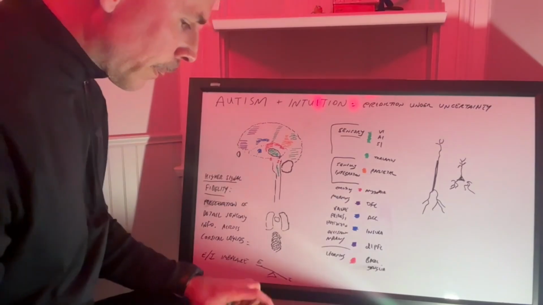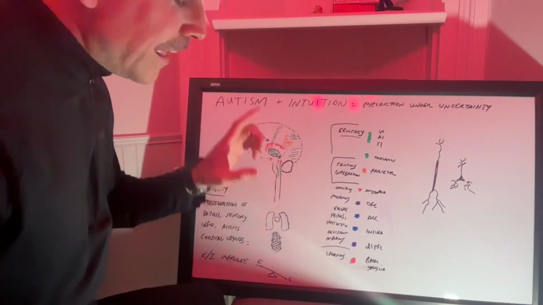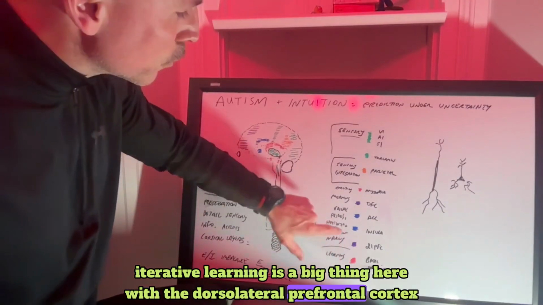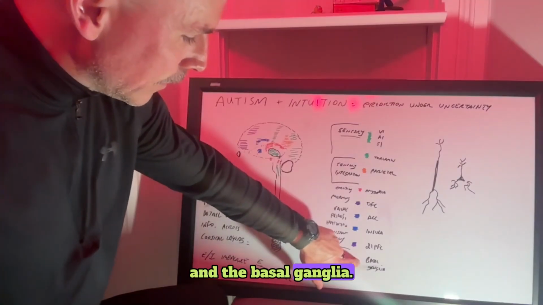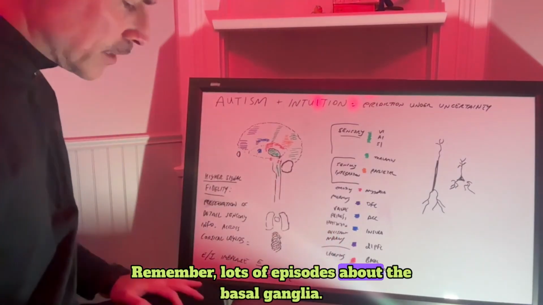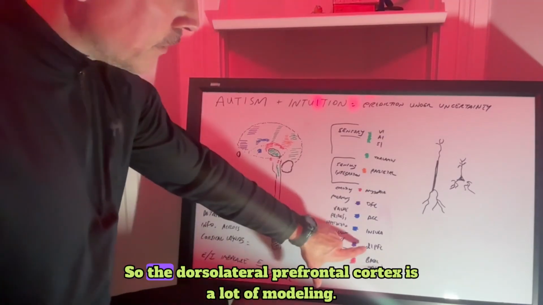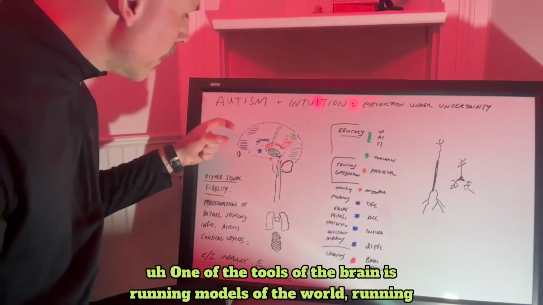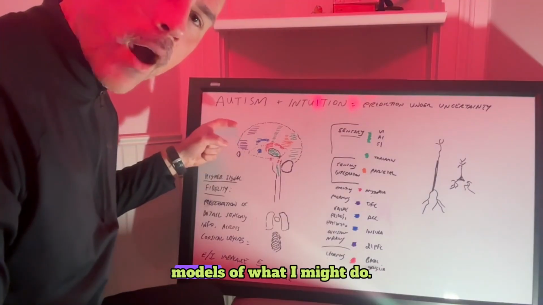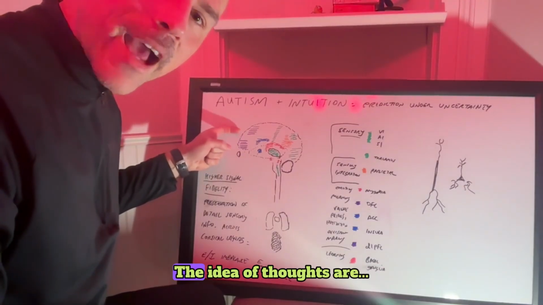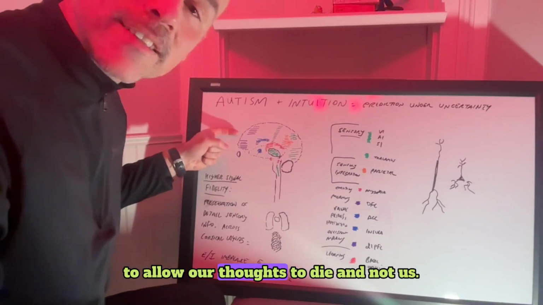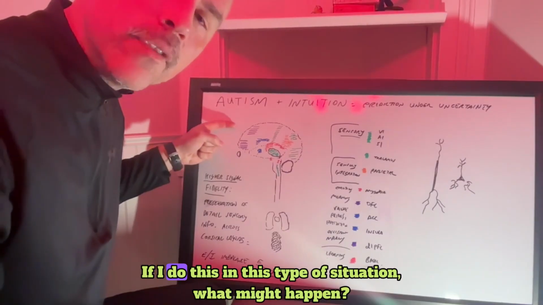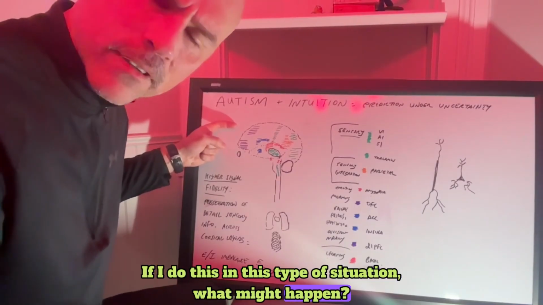And then iterative learning is a big thing here with the dorsolateral prefrontal cortex and the basal ganglia. Remember, lots of episodes about the basal ganglia. So the dorsolateral prefrontal cortex is a lot of modeling. One of the tools of the brain is running models of the world, running models of what I might do. The idea of thoughts is to allow our thoughts to die and not us. We're running models. We're making predictions of the world. If I do this in this type of situation, what might happen?